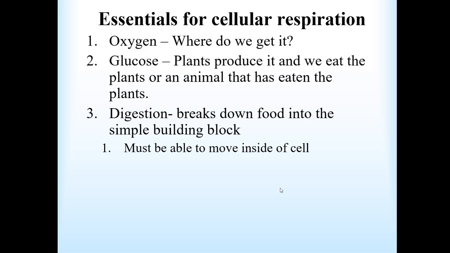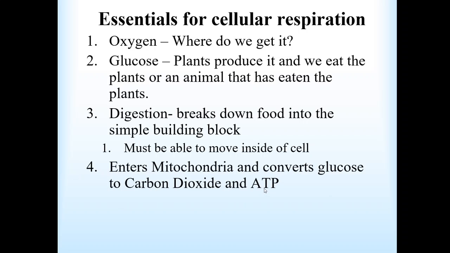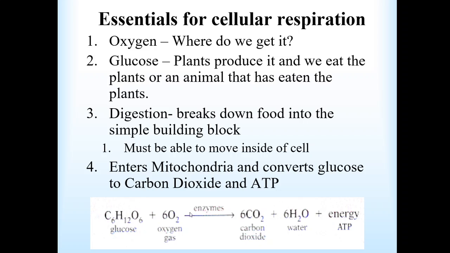So that's where we have that cell transport that we talked about before. Then it enters the mitochondria and converts glucose to carbon dioxide and adenosine triphosphate, or ATP. From now on, I'll just call it ATP. And of course, what do we do with the carbon dioxide? We breathe it out. So here's the overall reaction of cellular respiration: glucose plus oxygen, with some enzymes, gives carbon dioxide, water, and ATP, which our body can use.